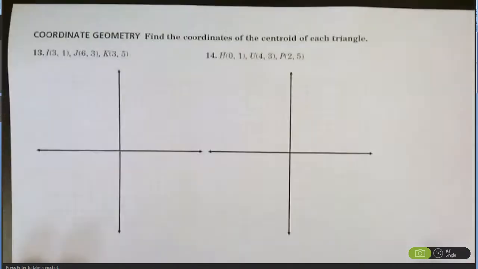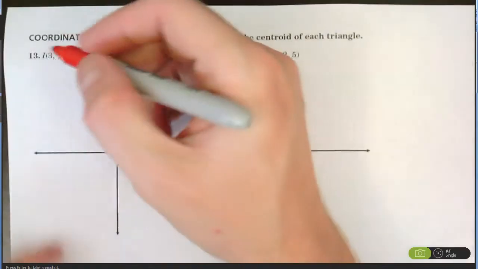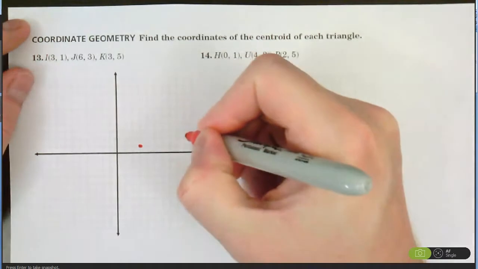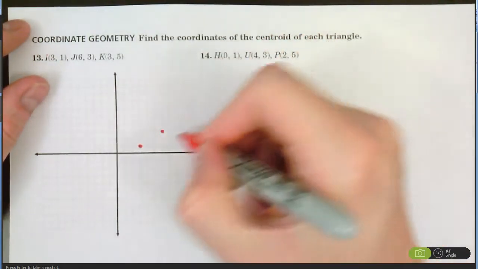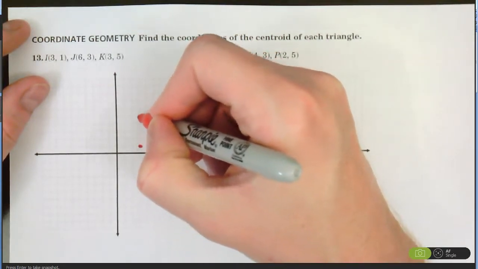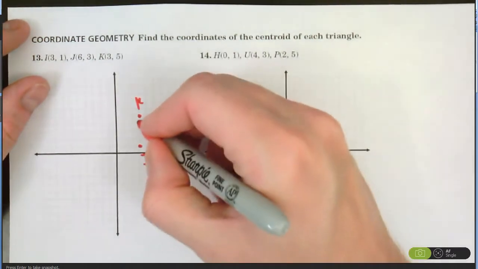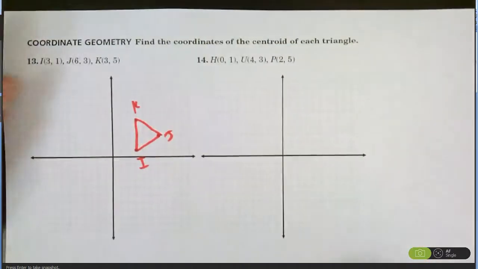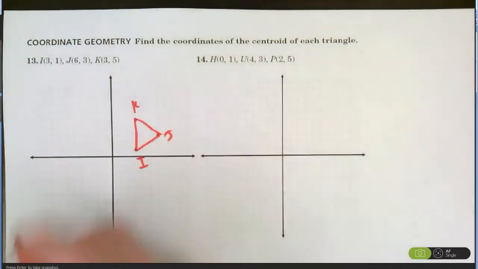Well, either way. So plot points out. So I'm going to plot the points of 3, 1. So over 3, up 1. That's I. Over 6, up 3. J. Over 3, up 5. That's K. So I, J, K. That's the triangle. Now what I'd really like to do is figure out the midpoints. So I do the midpoint of IJ.